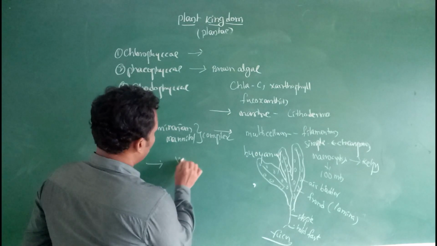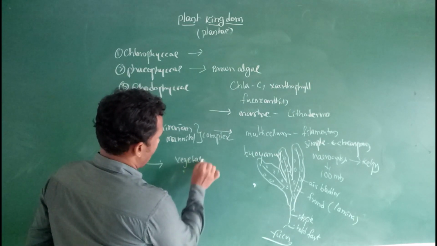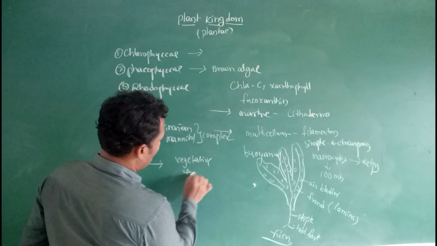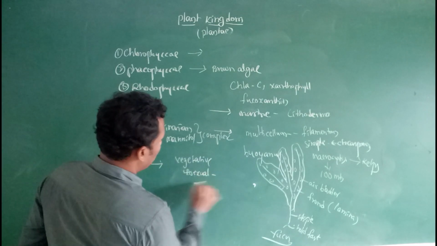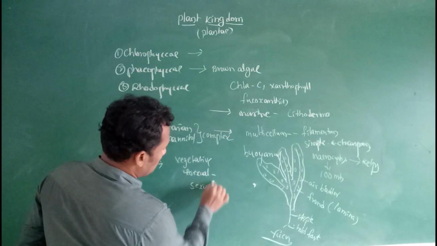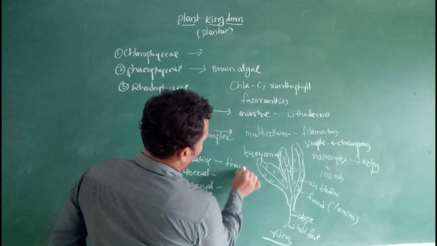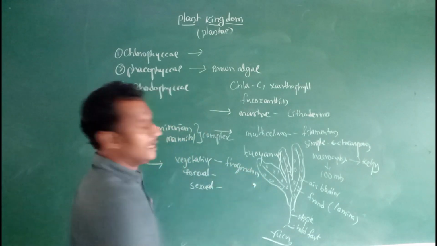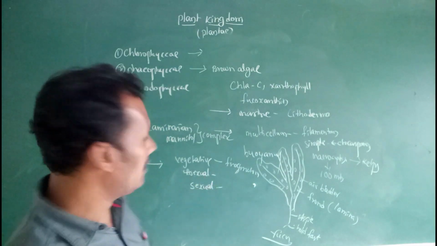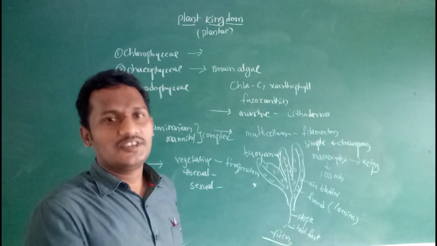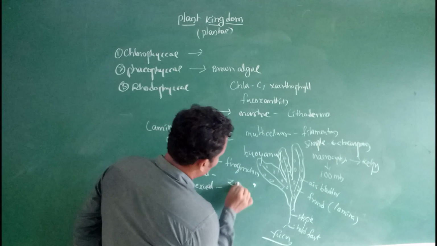Vegetative method, asexual method and sexual method. Vegetatively, they reproduce by fragmentation. Then asexually by spores, mainly zoospores.